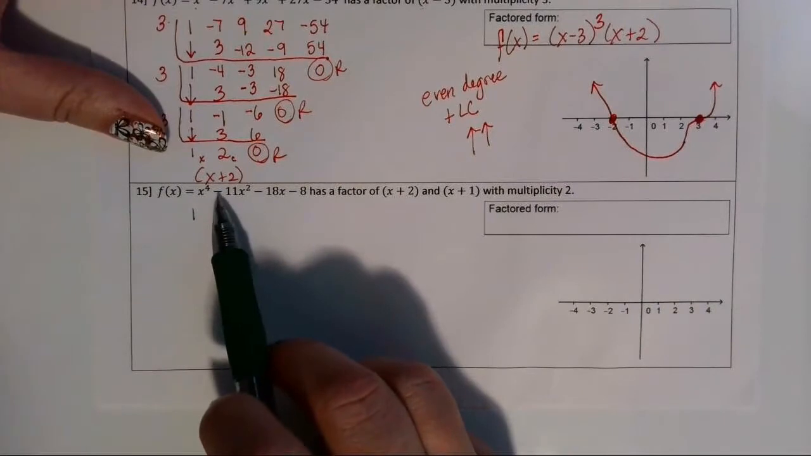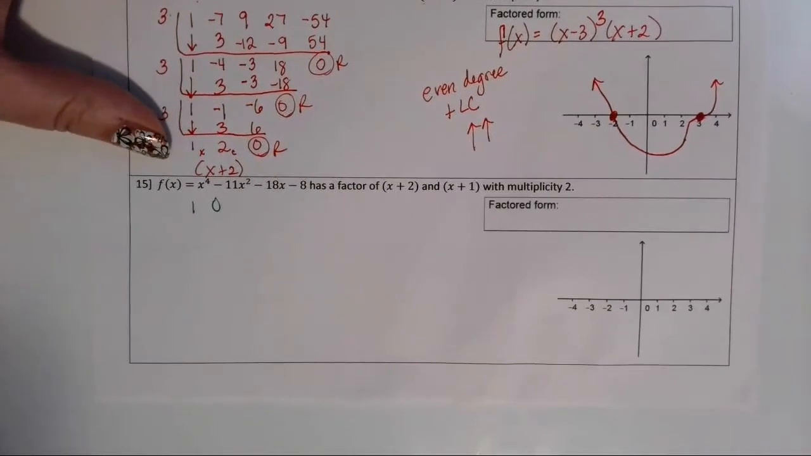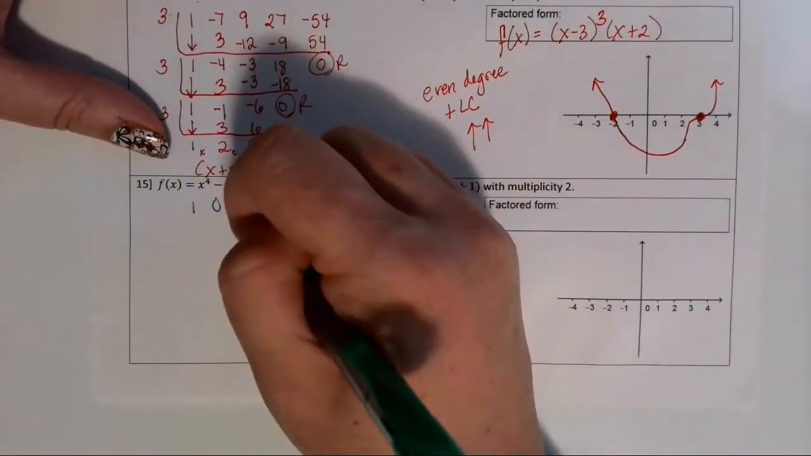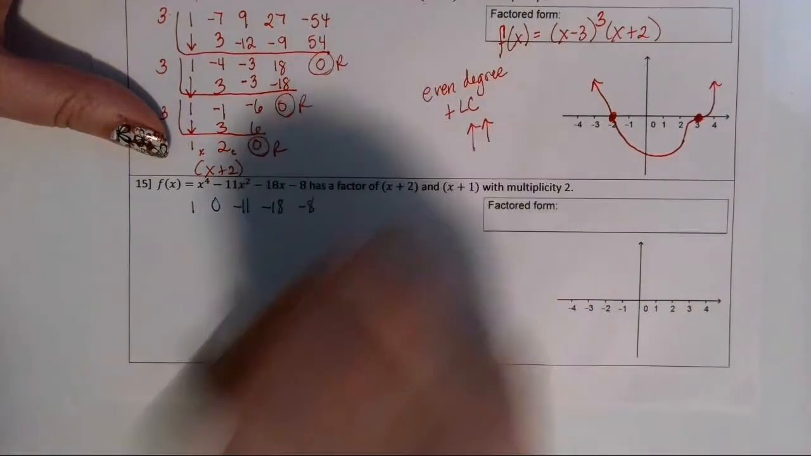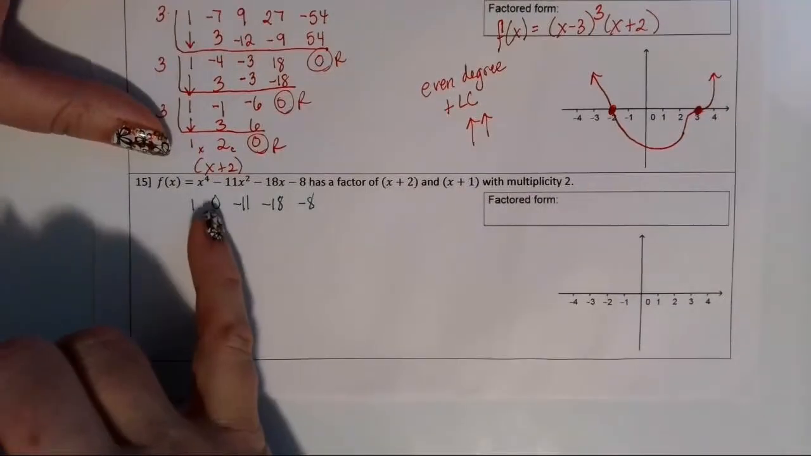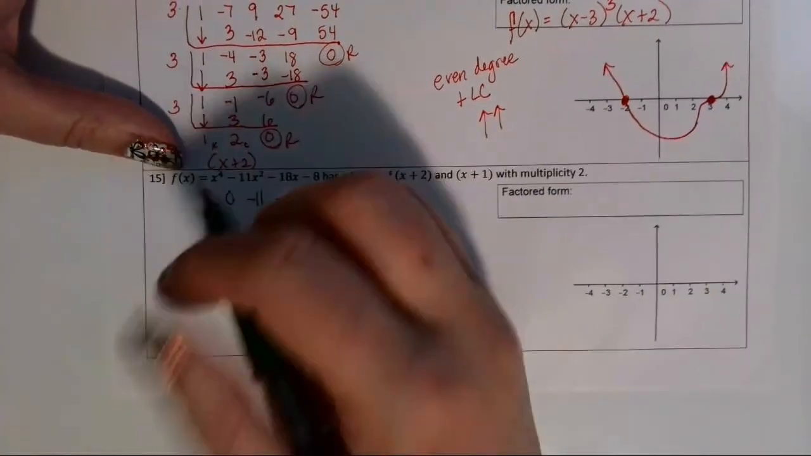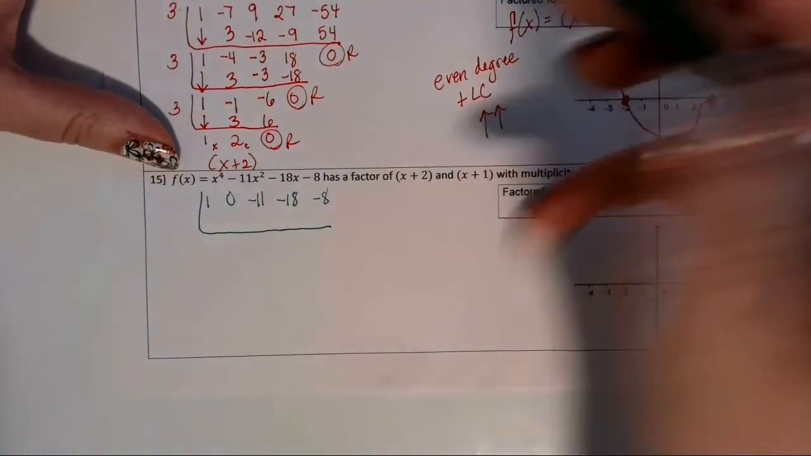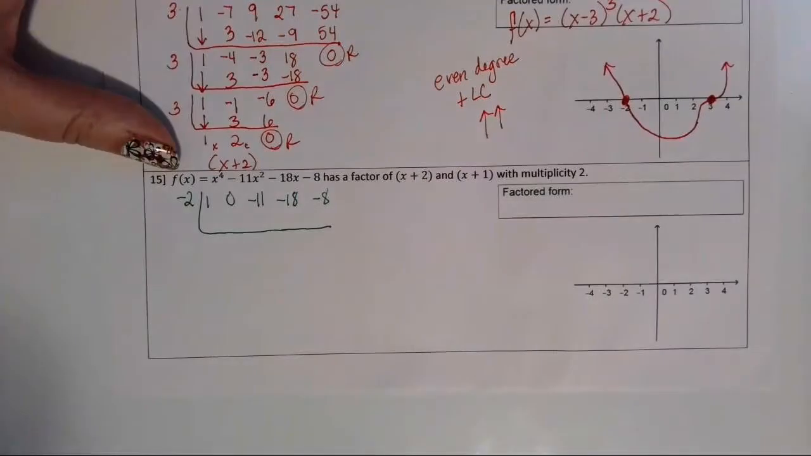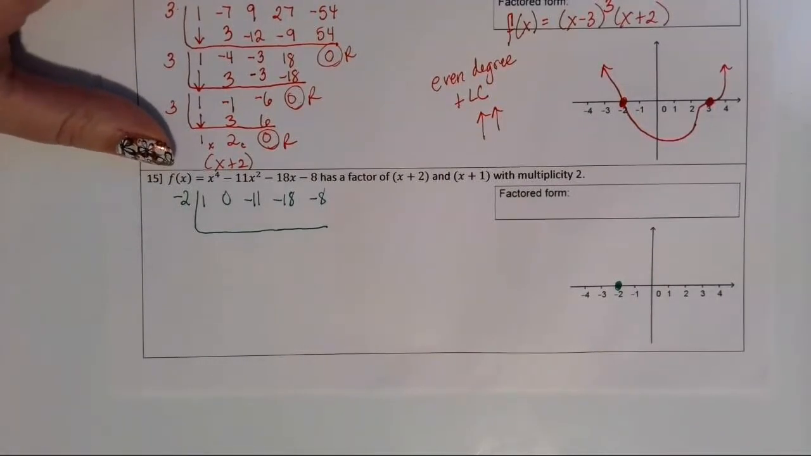Okay, in number 15, our coefficients are 1x to the fourth, and then notice there is no x cubed term here, so I have to put in a 0 as a placeholder for that x to the third power. Then we have negative 11x squared, and then a negative 18 as the coefficient on the x, and the constant is negative 8. Don't forget, you need that 0 for the missing place value of x cubed. Then our divisor is going to be from this factor of x plus 2. So our 0 is negative 2, and that will be our divisor. So we have a 0 of negative 2 on the graph.